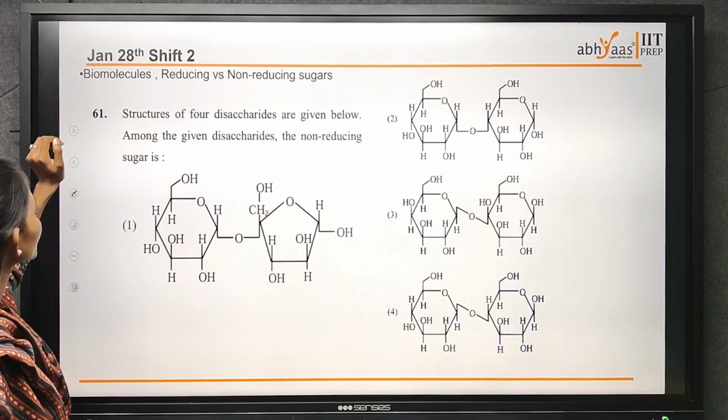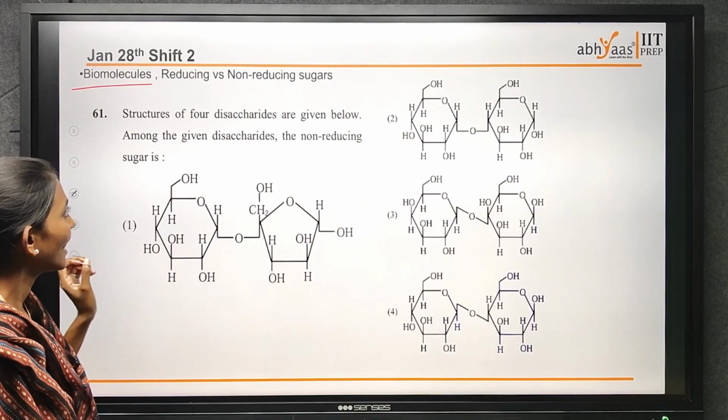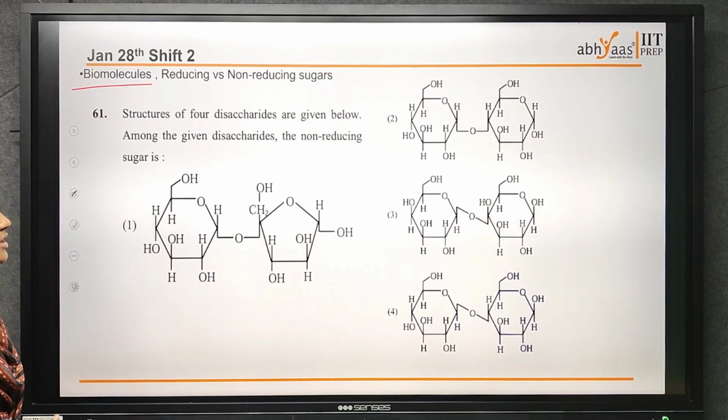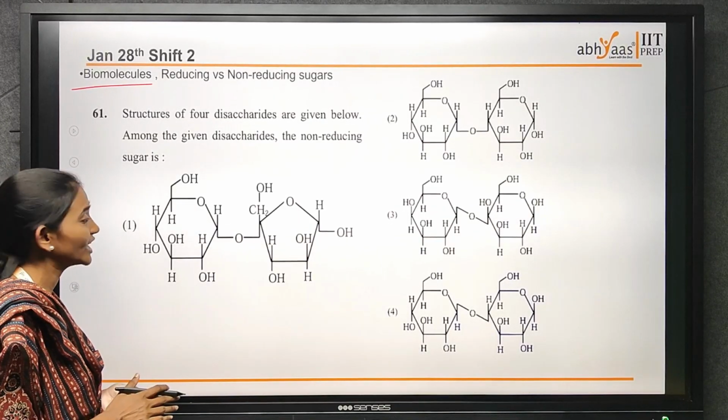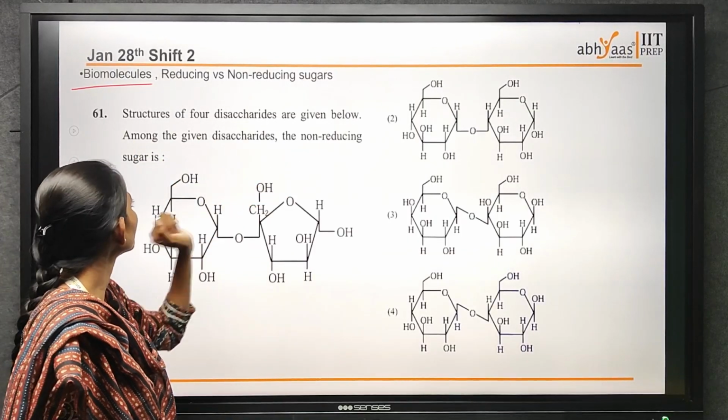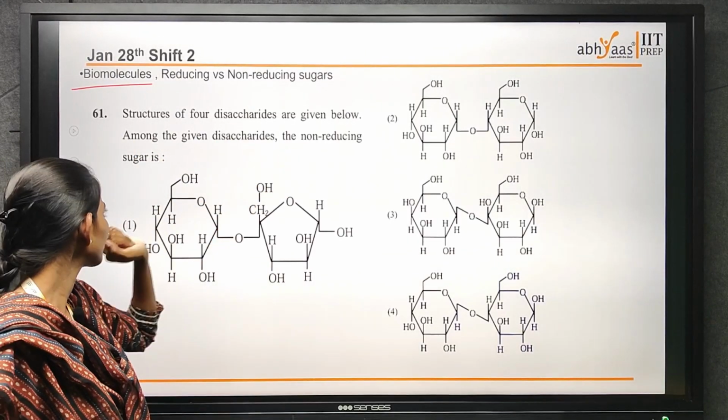Moving on to the next question. This question is from biomolecules. I have seen many times that biomolecules questions are given directly from NCERT. So I suggest you follow NCERT for the biomolecules chapter. Structures of 4 disaccharides are given below. Among the disaccharides, identify the non-reducing sugar.